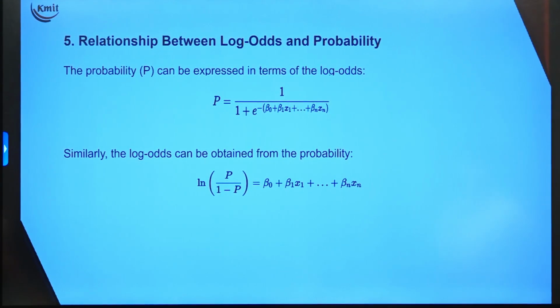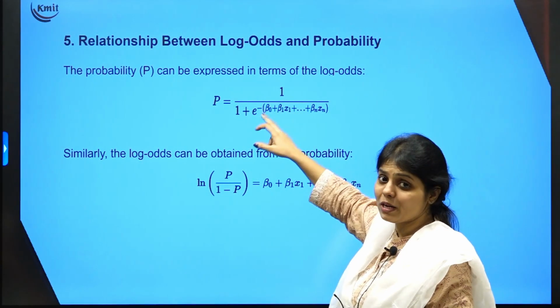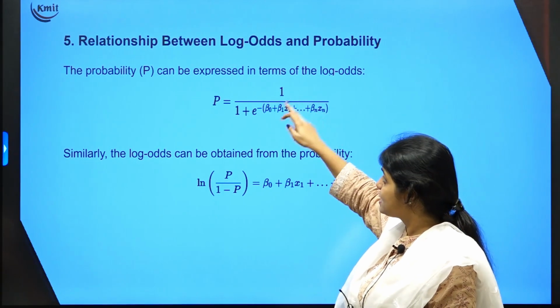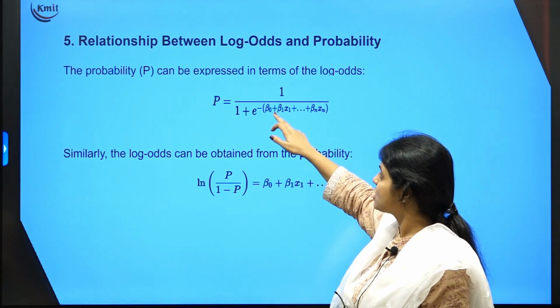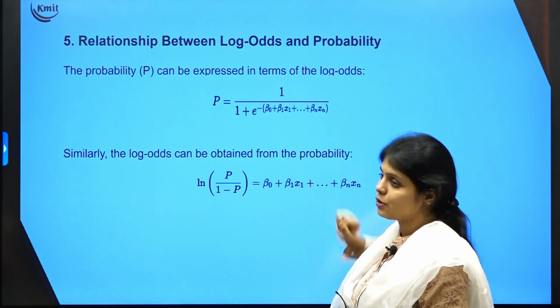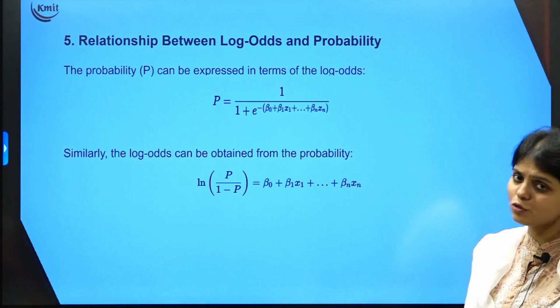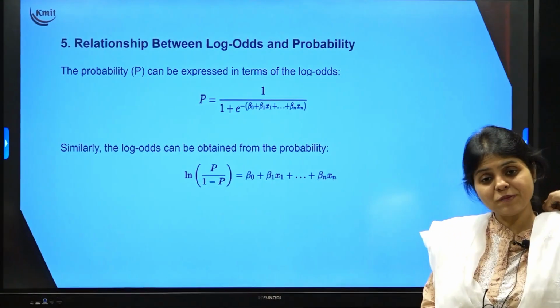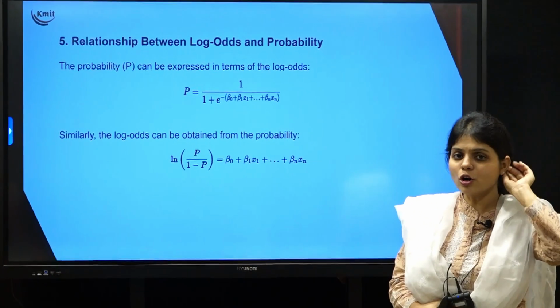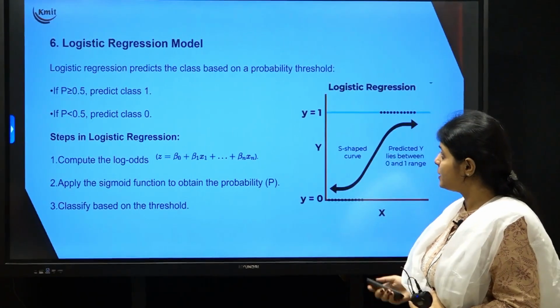Now, when we talk about the relation between log odds and probability, we have seen the probability is represented by 1 by 1 plus e power minus z, and that z is nothing but the log odds function, that is beta 0 plus beta 1 x1 plus beta 2 x2 and so on. So this is the relation between the log odds and probability, which are used for defining the sigmoid function, which plays the major role in the logistic regression algorithm.